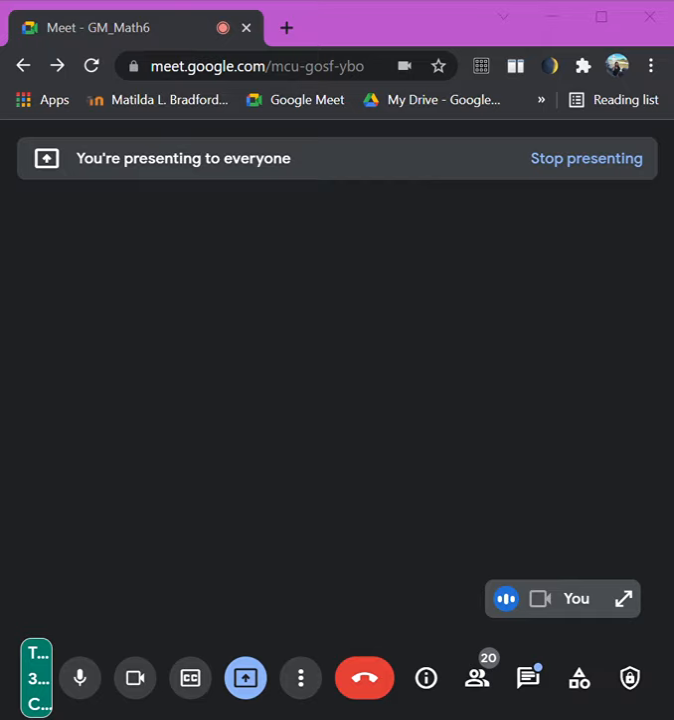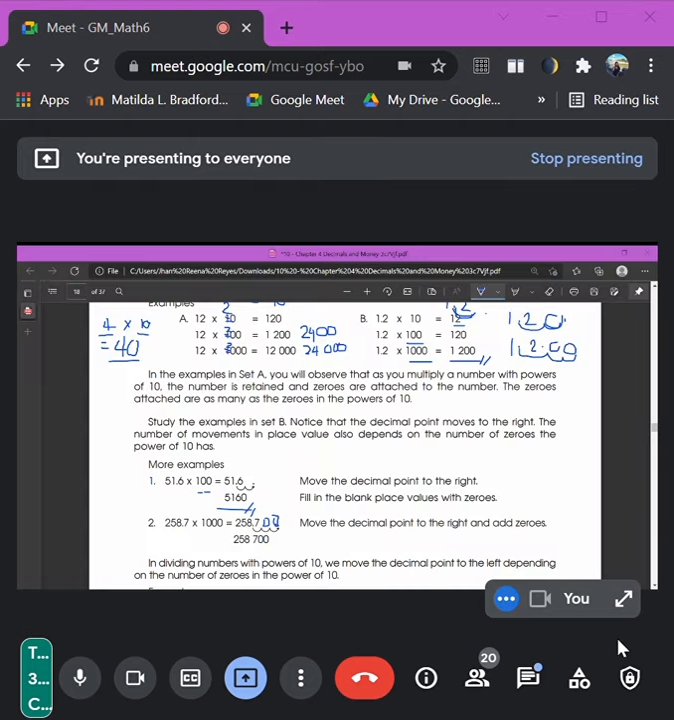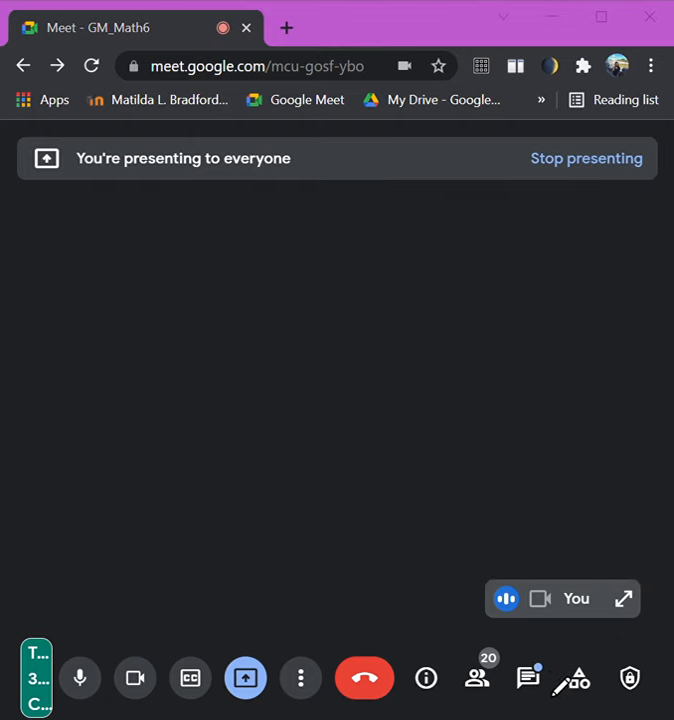Okay? And then same as well with example number 2. So 258 and 7/10 times 1,000. So we have here in our 1,000, we have 3 zeros. So we move it 3 places. So you have there 1, 2, and 3 and then fill in zeros in those blank places. So you will have your answer as 258,700. Okay, so far, do you have any questions?